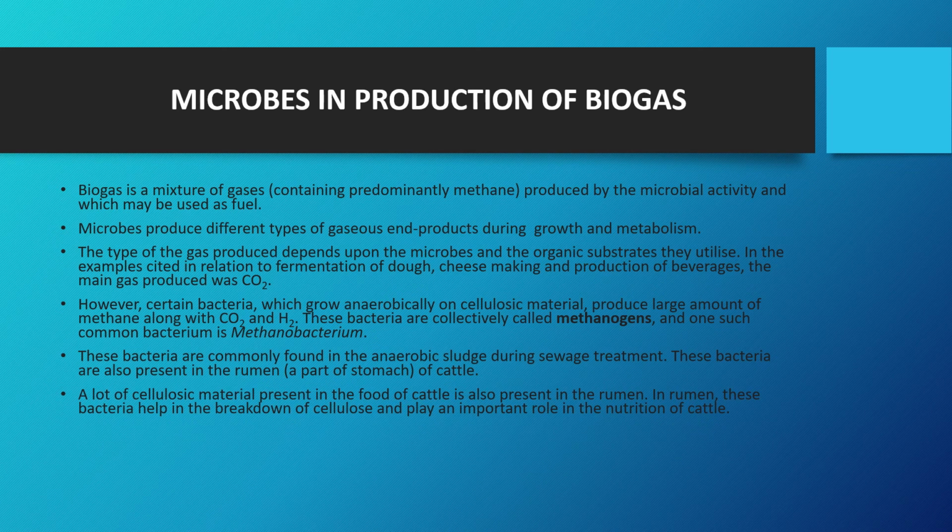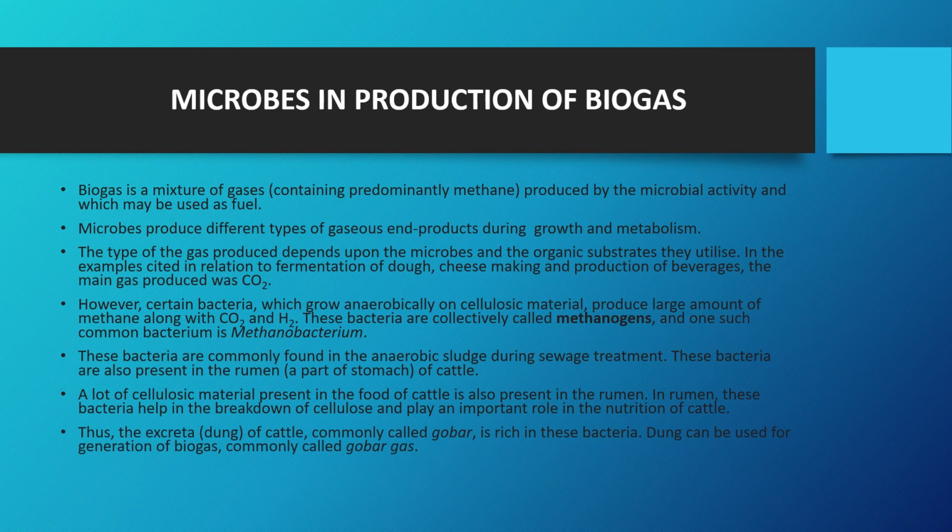A lot of cellulosic material present in the food of cattle is also present in the rumen. In the rumen, these bacteria help in the breakdown of cellulose and play an important role in the nutrition of cattle. Thus, the excreta of cattle, commonly called gobar, is rich in these bacteria. Dung can be used for the generation of biogas, commonly called gobar gas.